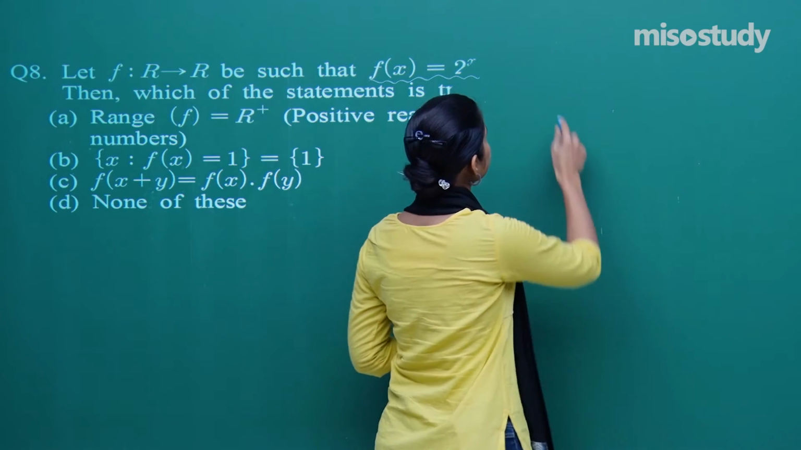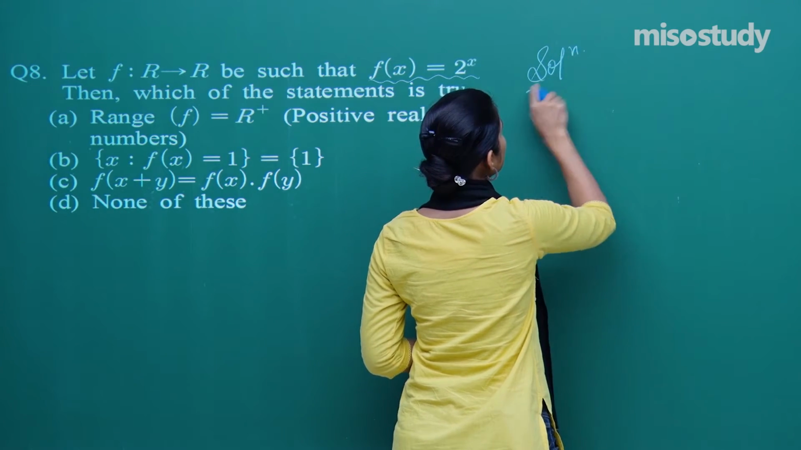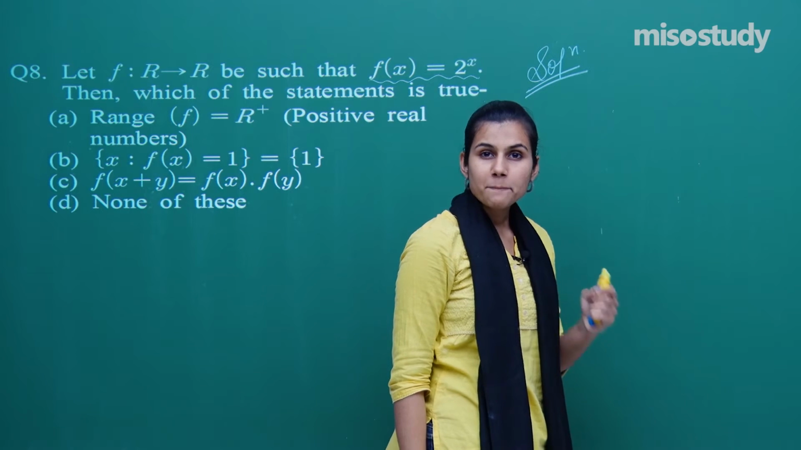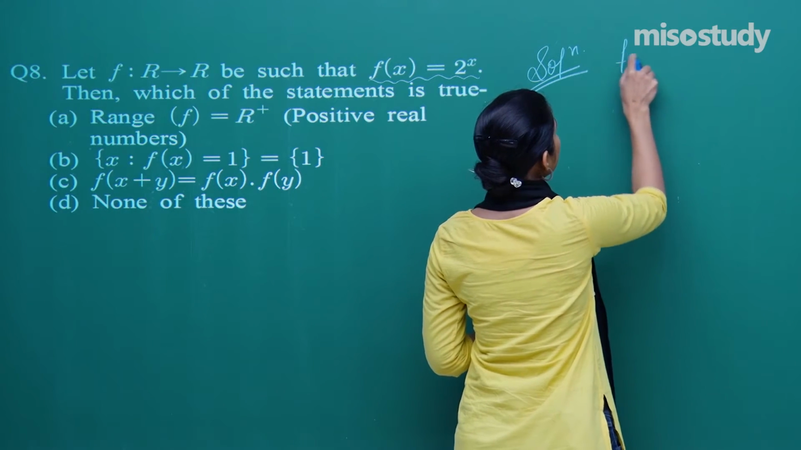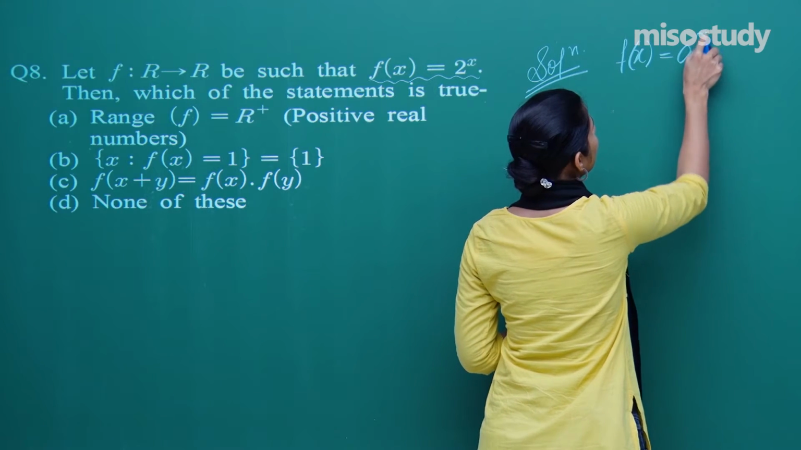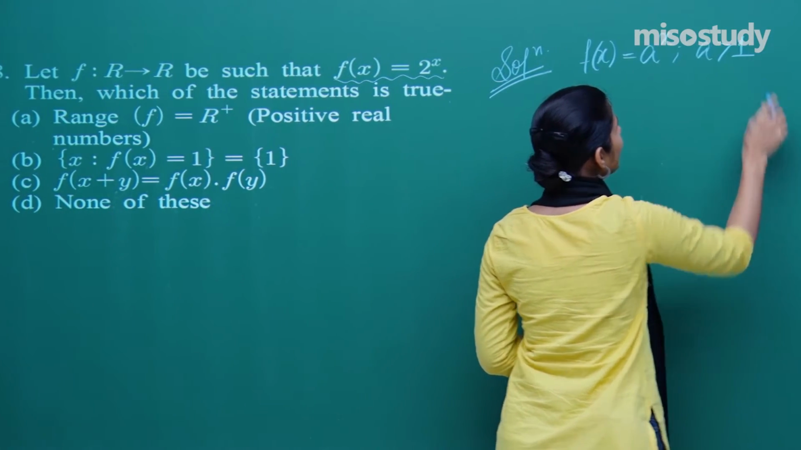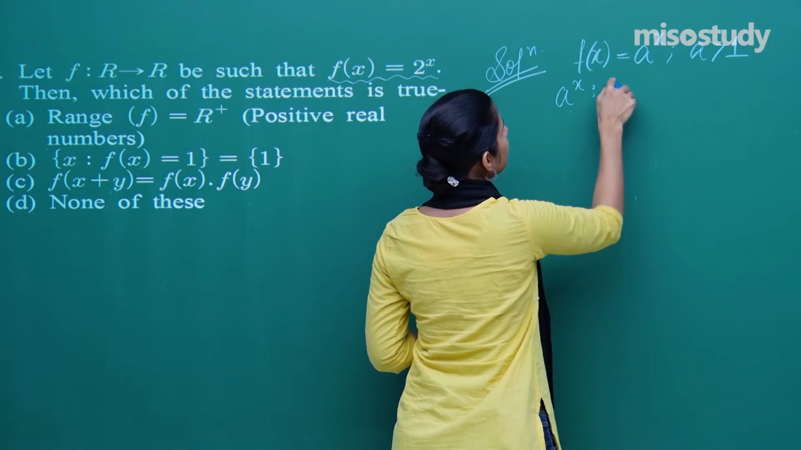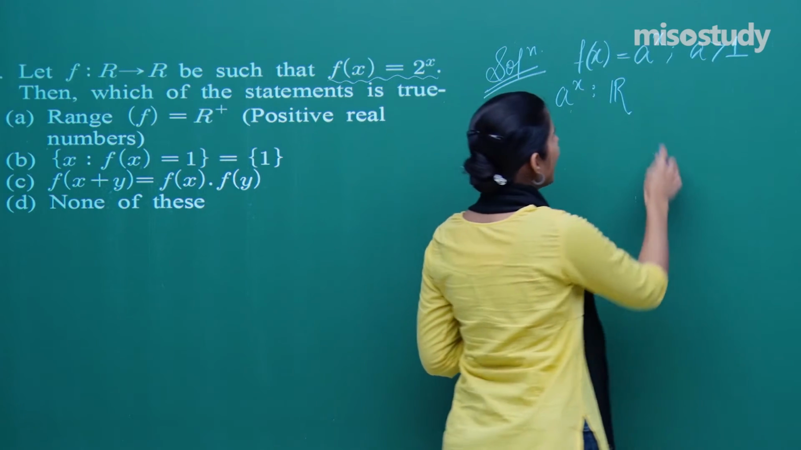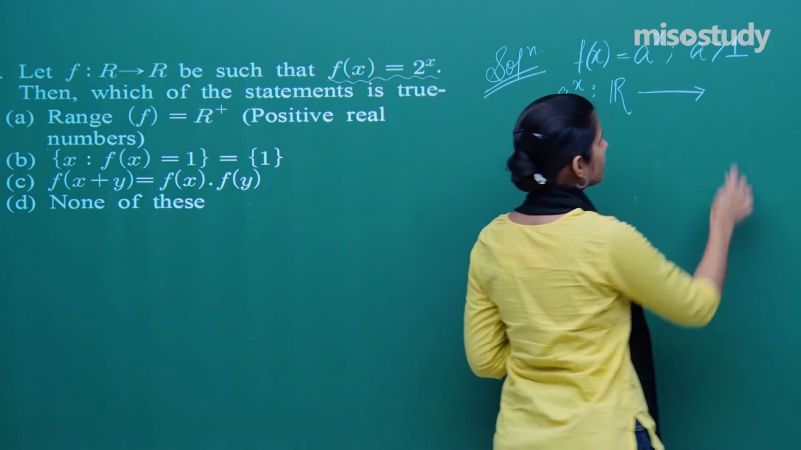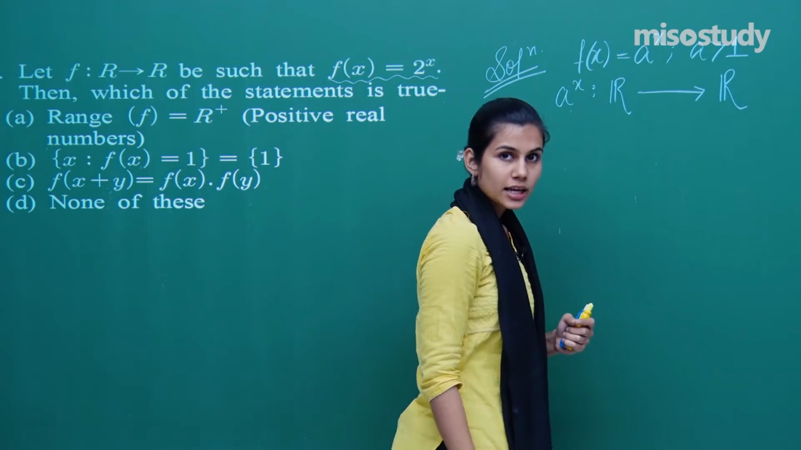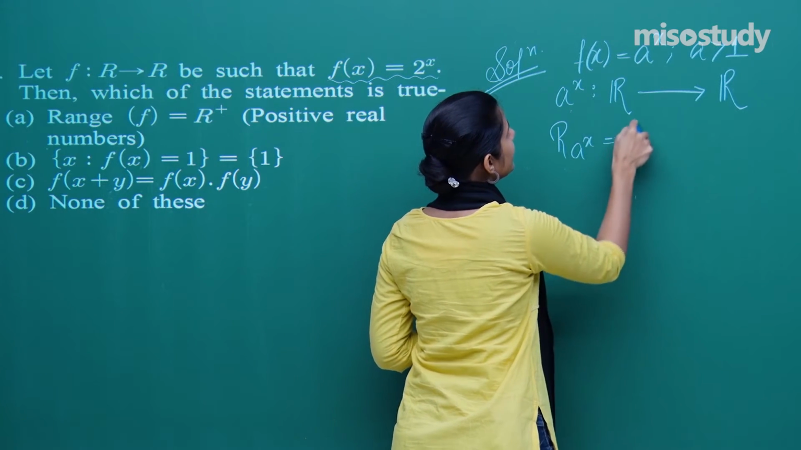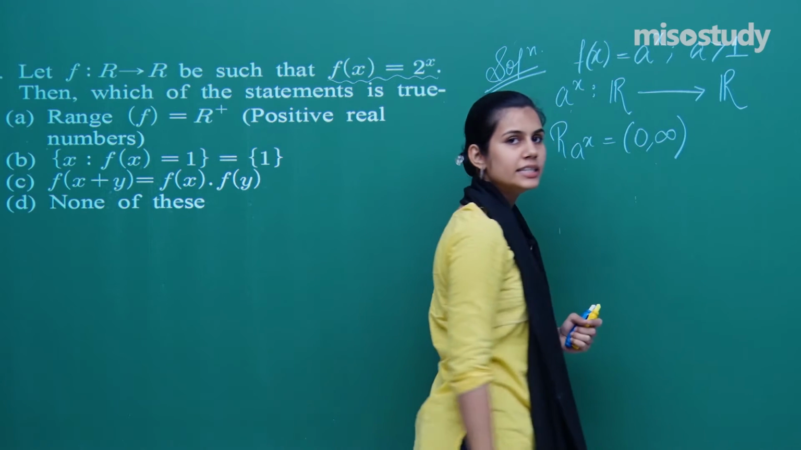Well, I know that, what happens when I have f(x) equals a to the power x with a being greater than 1? Well, f(x) equals a to the power x, a greater than 1, has what as the domain? The domain is the collection of all reals, and the codomain is what? Again the collection of all reals. But I know that the range of this function a to the power x is (0, infinity).